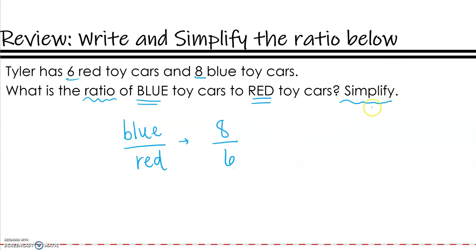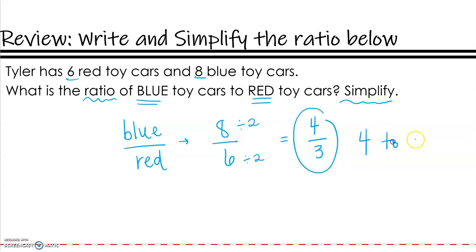But to simplify, I need to find what can I divide both of these numbers by that's the same factor. And I know that they're both divisible by 2. And 8 divided by 2 is 4. 6 divided by 2 is 3. And so my final answer is 4 to 3. You can also write it with a colon, and you can write it as a fraction.